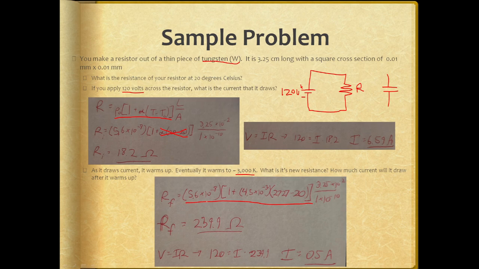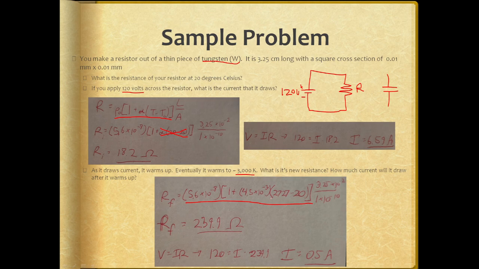Said baseline is the same. It's still tungsten, so at 20 degrees, it's still 5.6 times 10 to the negative 8th. But now we're going to plug in our alpha. Again, from that table from earlier, the alpha temperature coefficient for tungsten is 4.5 times 10 to the negative 3rd. And now we're going to increase its temperature from 20 Celsius to 3000 Kelvin.